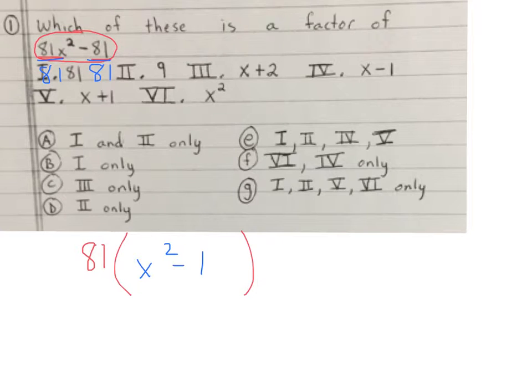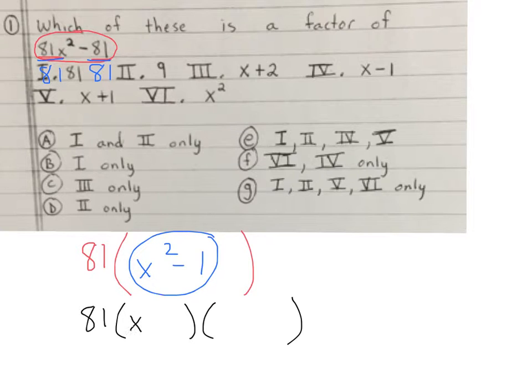And now I need to factor this. Well, for you to factor it, you've got to know what it is. What is x squared? It's a perfect square. What is 1? It's a perfect square, and I've got a minus in the middle. That makes this whole thing circled in blue a difference of squares. So I'm going to write out 81, and then I'm going to split it into two binomials, because if it's a difference of squares, you can factor it into two binomials, and it'd be x plus 1 and x minus 1. So now let's go look at our factors.